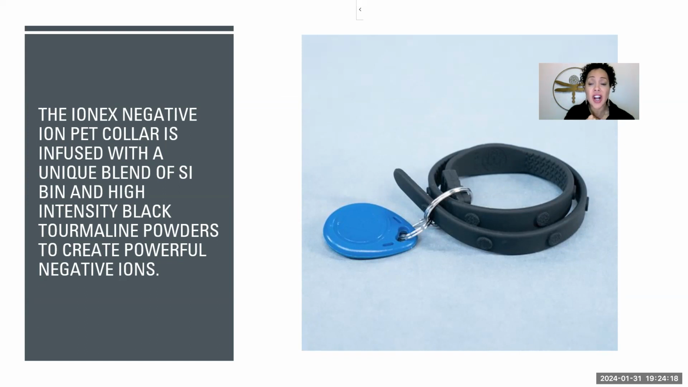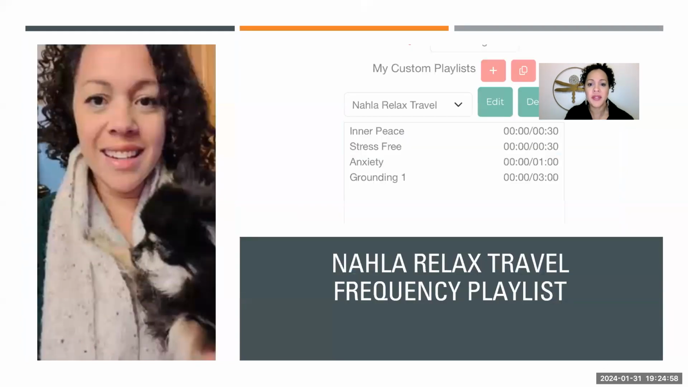So Solex has a collar that is an IonX negative ion pet collar, infused with a unique blend of Cybin, a high intensity black tourmaline powders to create powerful negative ions, which helps to balance and calm the body, the energies. The tag also is imprintable, and the collar is imprintable. So you can imprint the frequencies from your AO scanner into the collar and have your fur baby wear that, so they have those wonderful frequencies supporting their energetic field. And that's a beautiful thing to have. So just wanted to share that with you all.